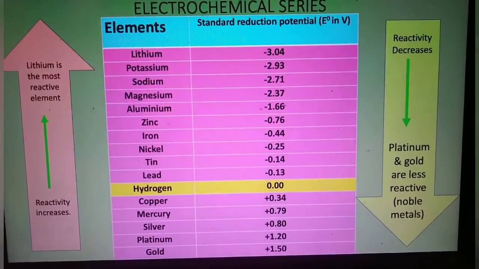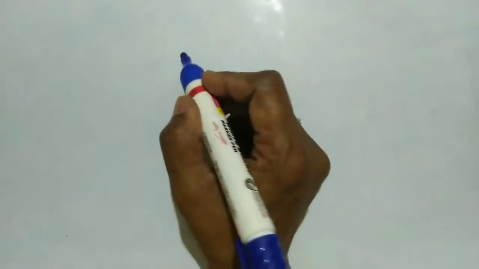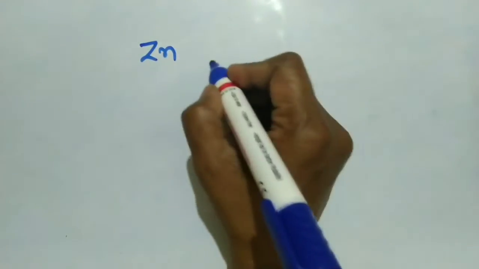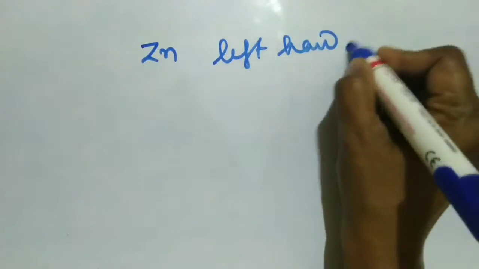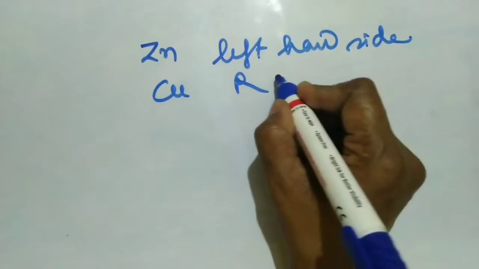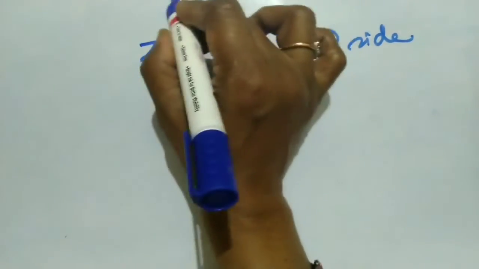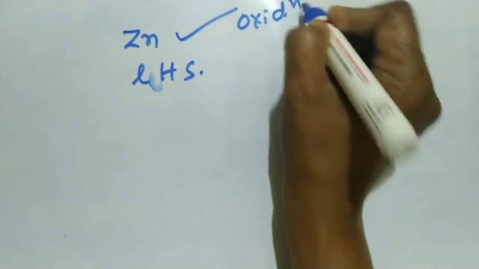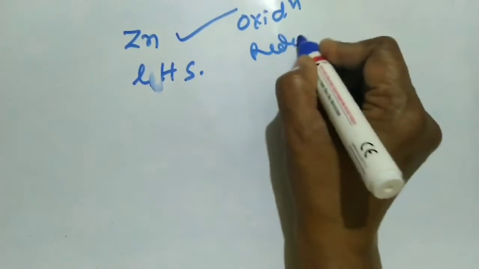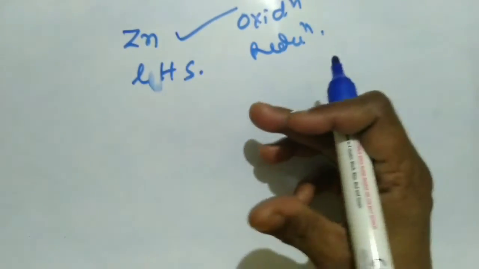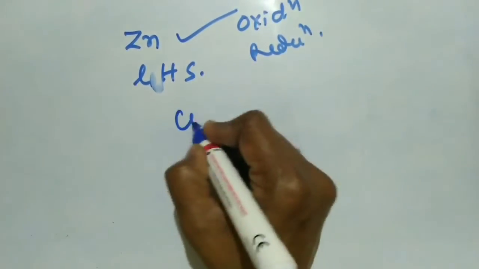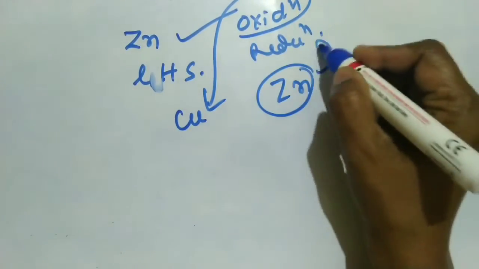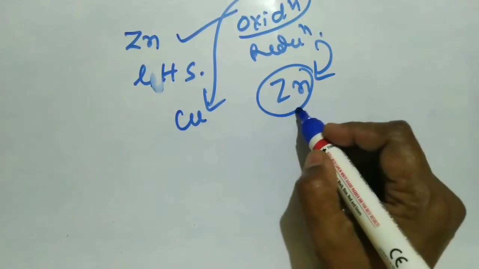Did you notice one thing in the cell notation? I have put the zinc half cell on the left hand side and copper on the right hand side. On the left, in the zinc electrode, oxidation takes place, and in the copper electrode reduction takes place. So why not the other way around? Copper would be the anode with oxidation taking place in the copper electrode, and zinc would be the cathode with reduction taking place in the zinc electrode.